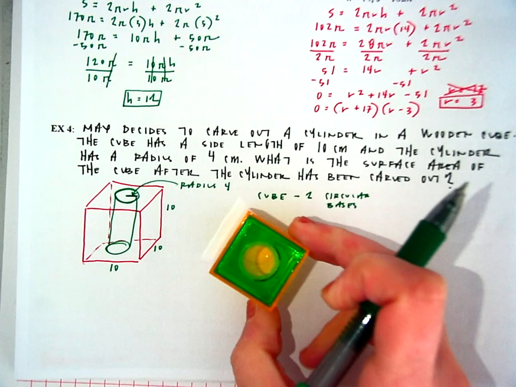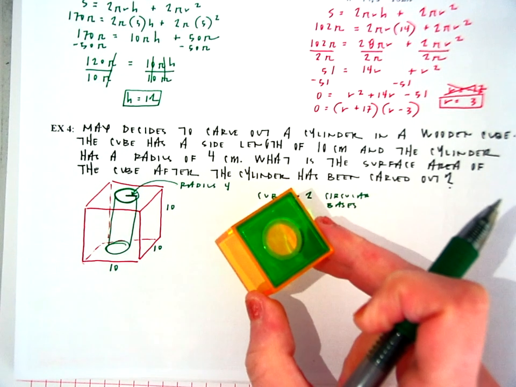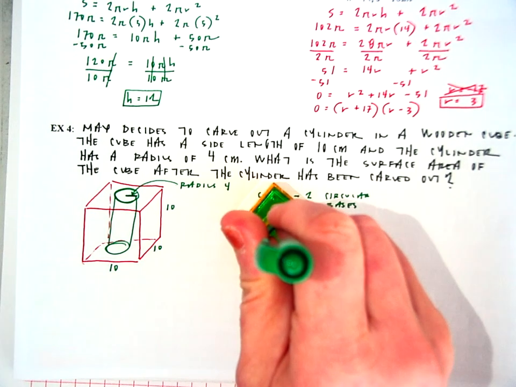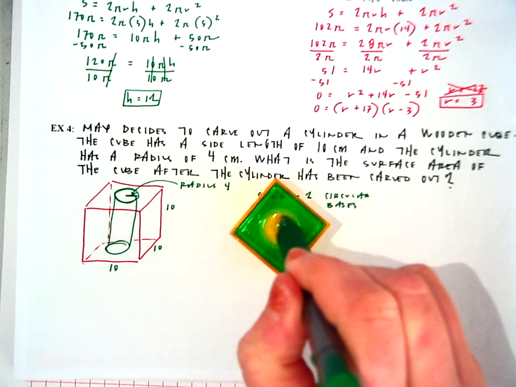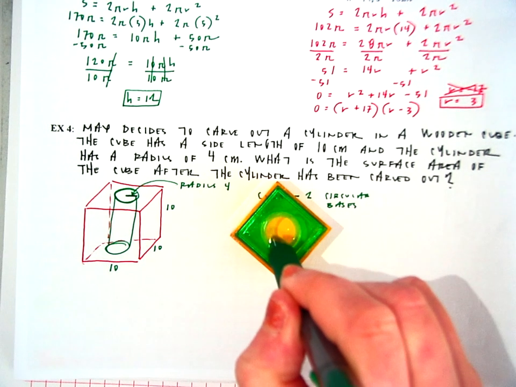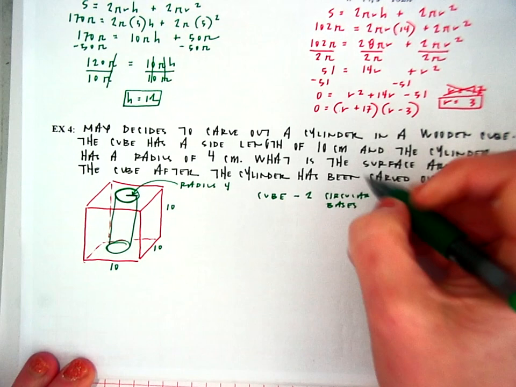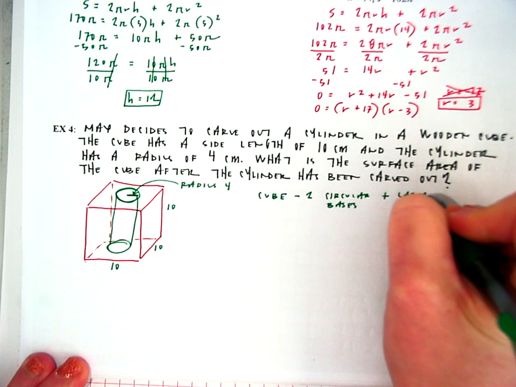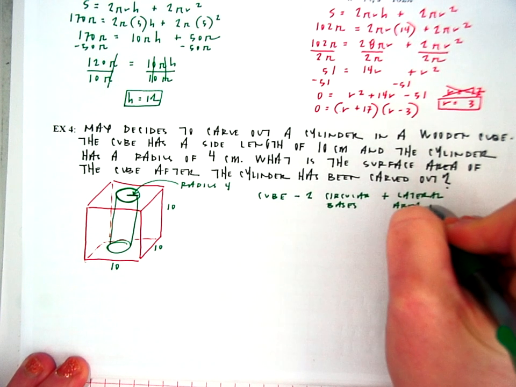And then I have to think, well, what else is now exposed? I'm picturing this as a wooden cube. So I see that I've drilled out the cylinder. In doing so, I'm removing those circular bases, but I actually have to add back in that curved lateral area right here of the cylinder. So I have to add back in the lateral area of the cylinder.